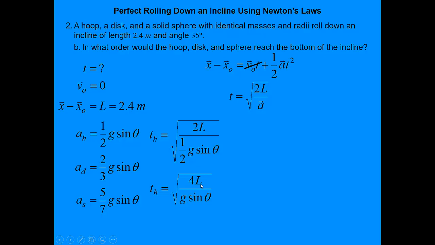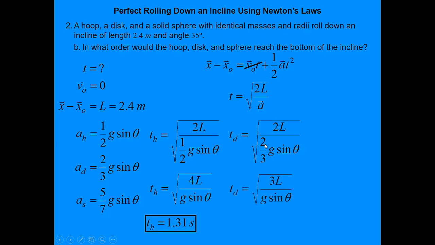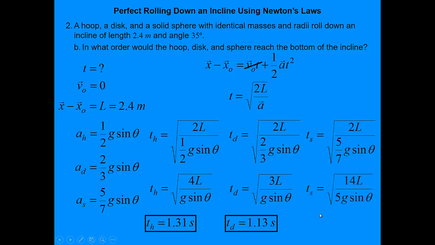If we plug in the numbers here, the length is 2.4 meters, g is 9.8, sine of 35 degrees. We get a time of about 1.31 seconds for the hoop to roll down the hill. How about the disk? Well, if we plug in the disk's acceleration, 2 over 2/3, flip that up, so that makes 6 halves, and 6 halves is 3. Plug in the numbers, 1.13 seconds. So the disk will beat a hoop. What about the sphere? 2 over 5/7 is 14/5. Plug in the numbers, and of course, the sphere is even faster.